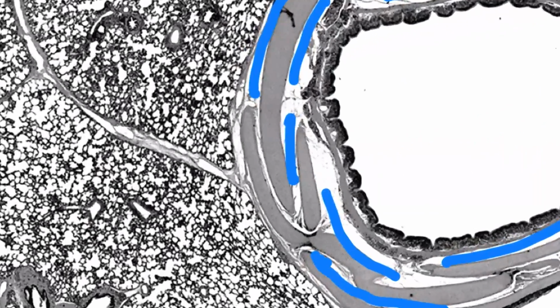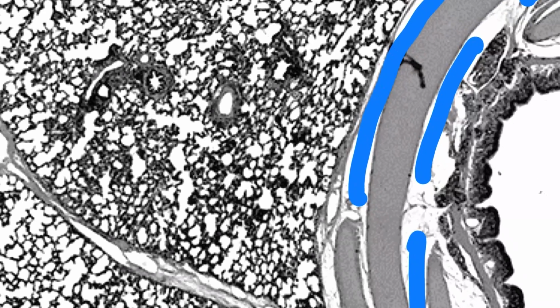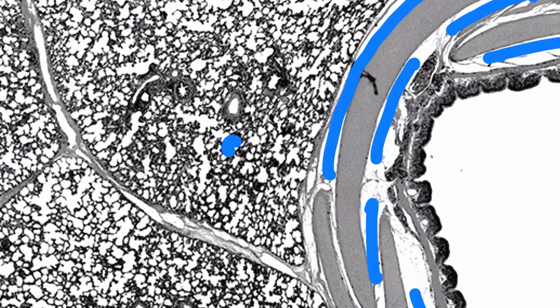Guys, if I zoom in this diagram, what are these air spaces that you see? Let me make it clear for you. Guys, these air spaces that you see are the alveoli. Right?